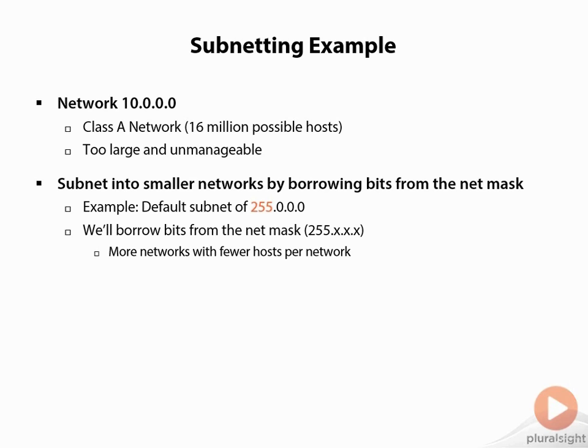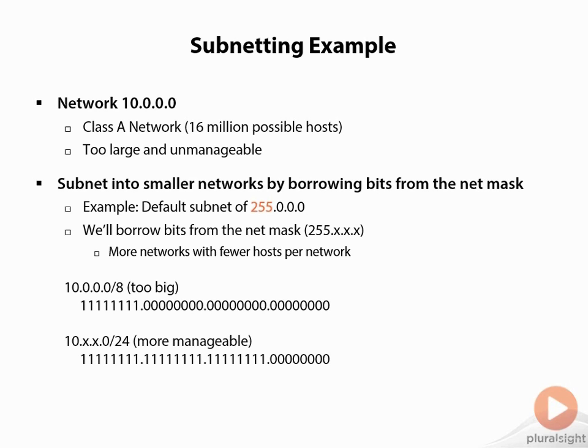So those bits, you can borrow or slide them left to right, which we'll see in a moment, and that will basically break up our street into smaller streets. So 10.0.0.0/8, it's too big. That's a standard Class A network. You can see that the ones in that first octet define the network.